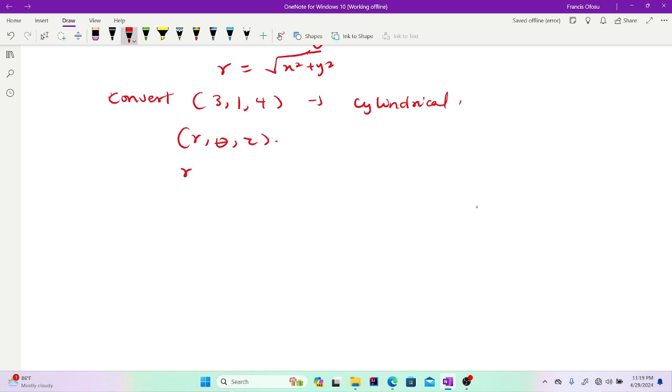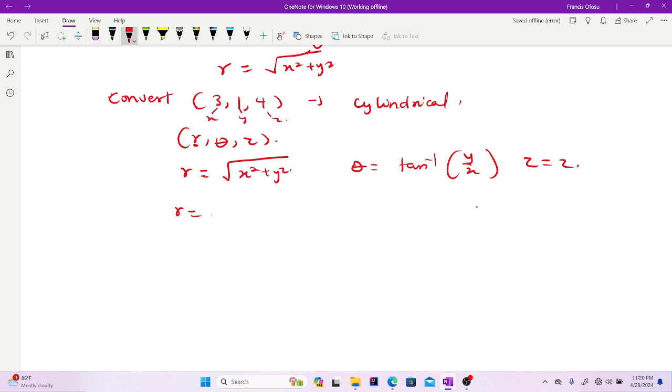Where is my r? So now, how do I find r? R is simply the square root of x squared plus y squared, right? My theta is simply equal to tan inverse of y on x. Then my z is equal to z. After writing these three things down, I tell you, you can convert any Cartesian to cylindrical. So at this point, my 3, 1, 4 represents x, y, and z, right?